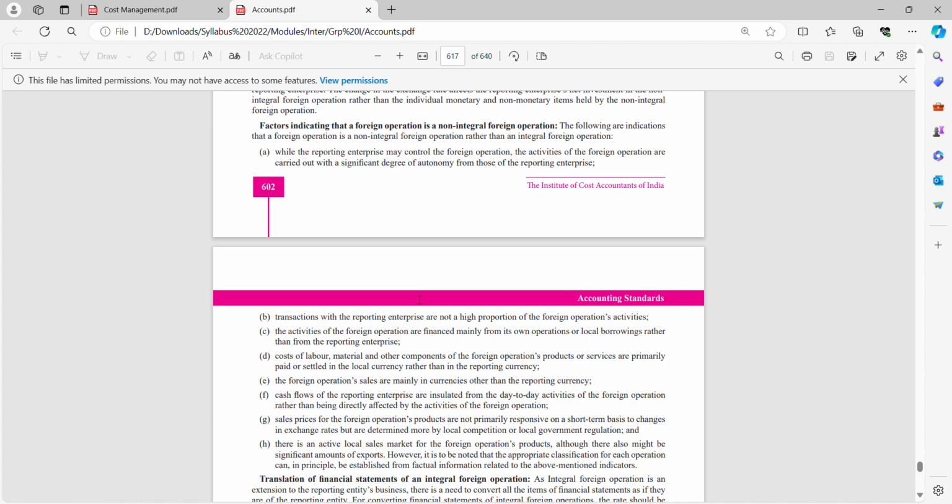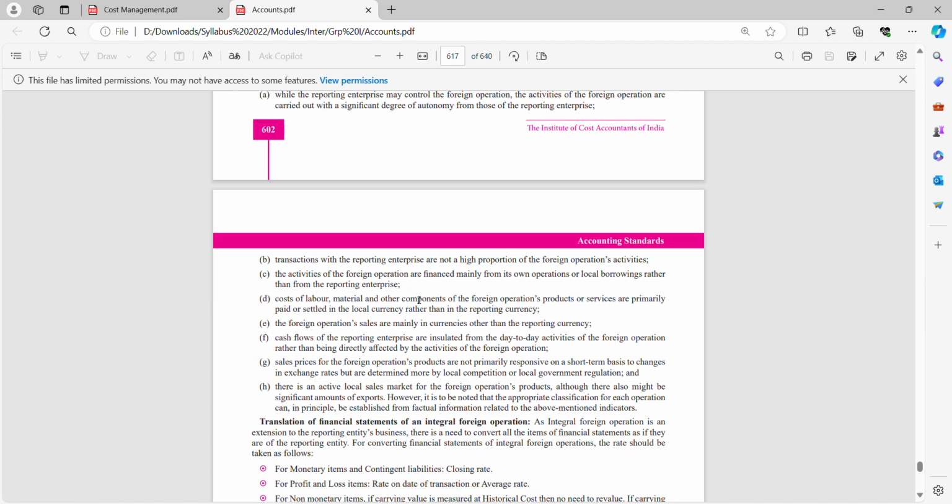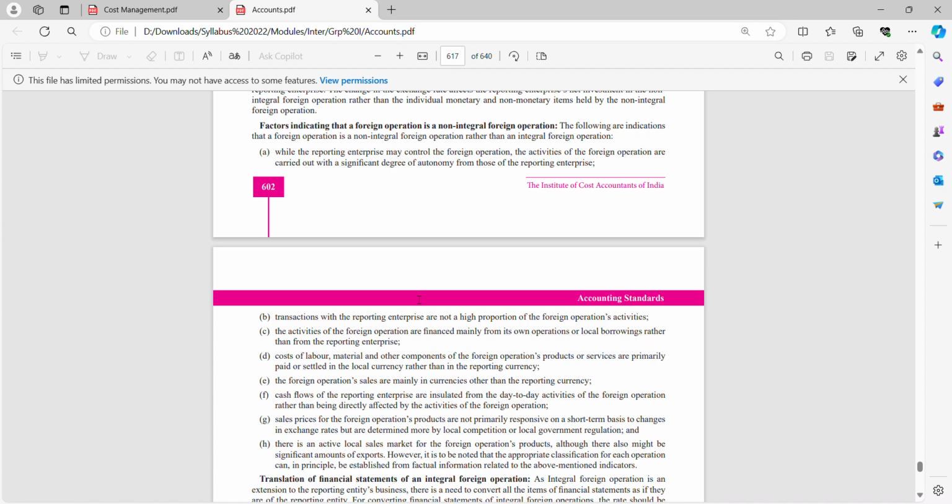Transactions with the reporting enterprise are not a high proportion of the foreign operation's activities. Activities of the foreign operation are financed mainly from its own operations or local borrowings rather than from the reporting enterprise. So we have that reporting enterprises may control foreign operations. We have transactions with the reporting enterprise.